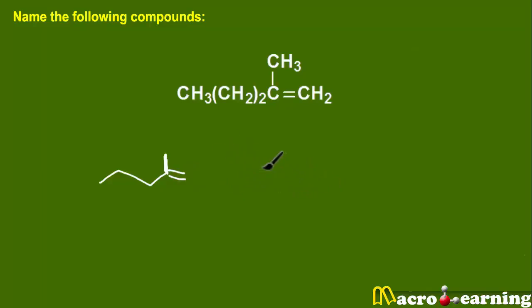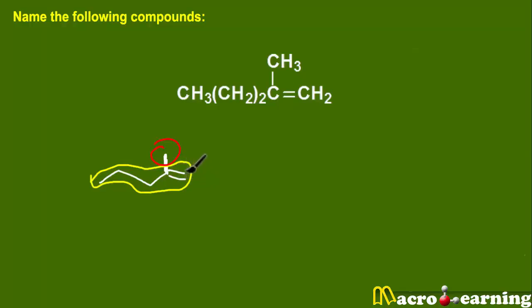Okay, here's how. The main chain is this. It's the longest chain that contains the double bond, so it's gonna be this main chain and not this, which doesn't contain the double bond. So the substituent is this, and so it's a methyl, and the main chain would be a pentene.